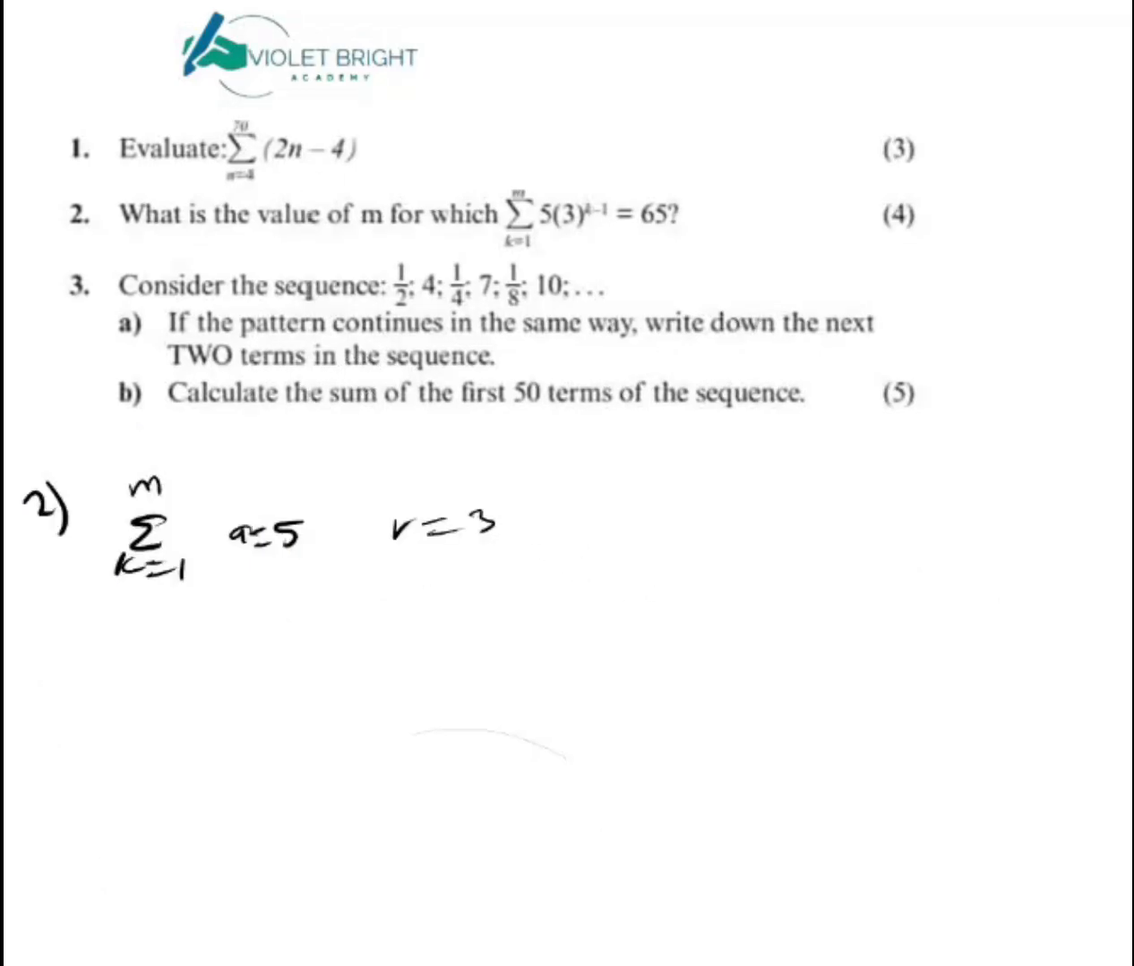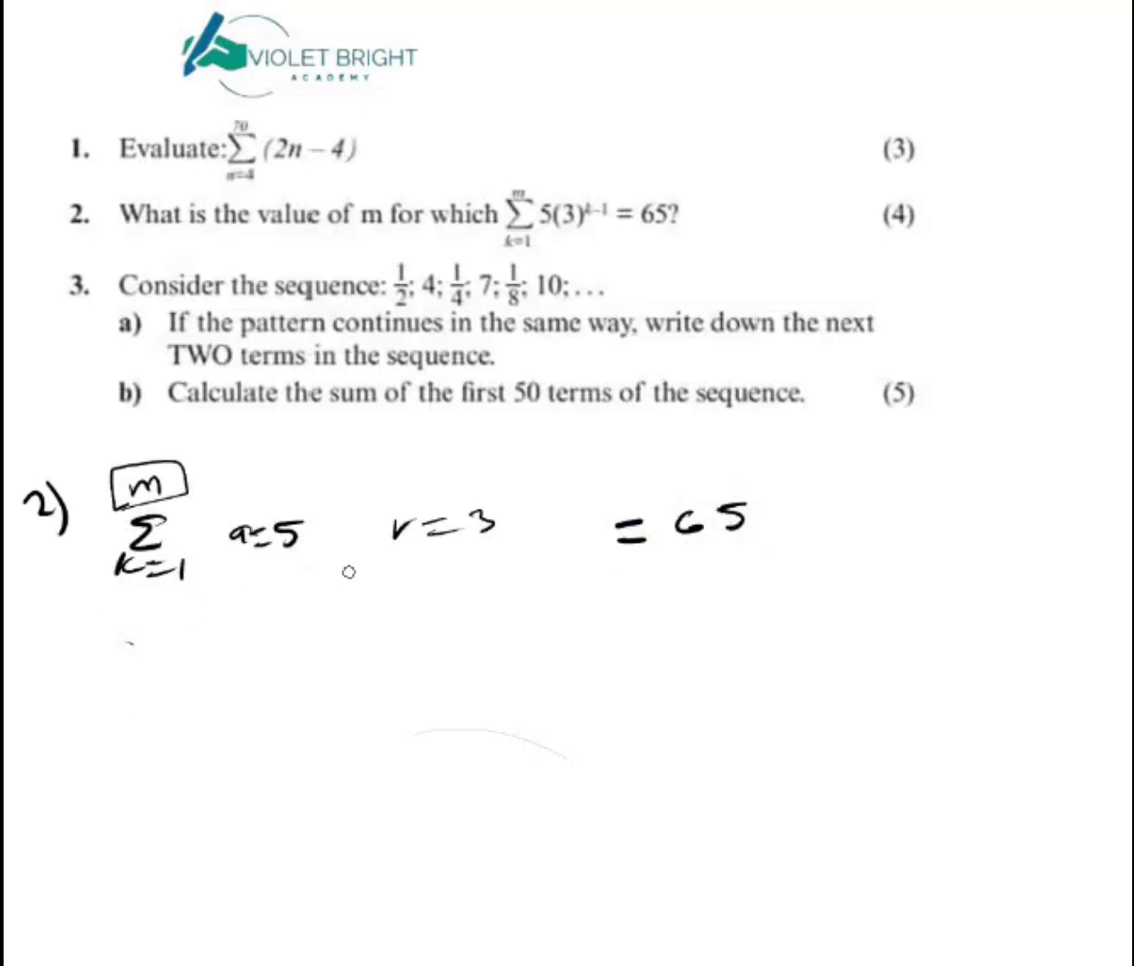Question 2 says, what is the value of m for which we are given this sigma notation. We know that our lower limit is 1, our upper limit we don't know, which means we don't know the last term of the sequence. But we are given that the sum of this geometric sequence is equal to 65.